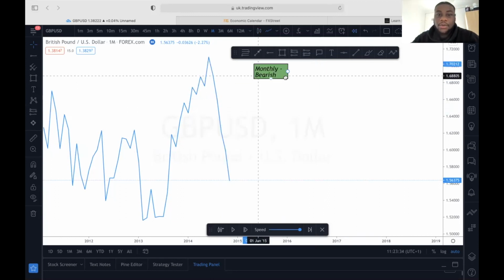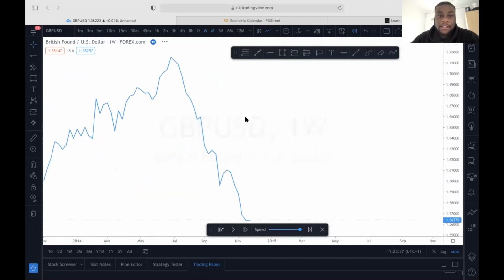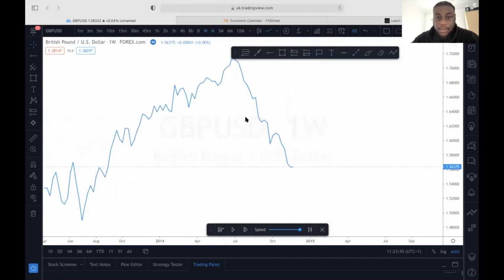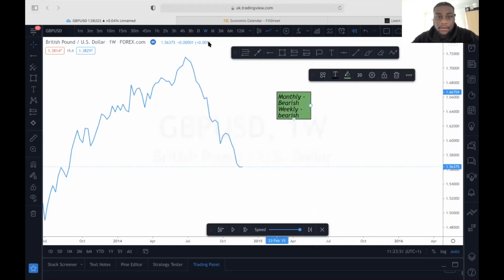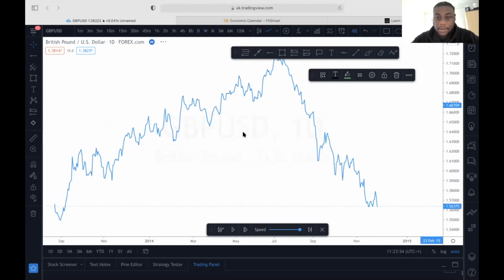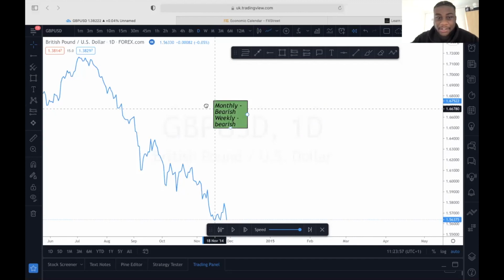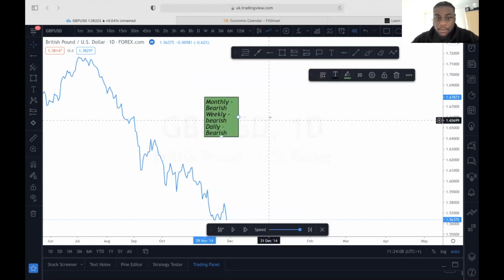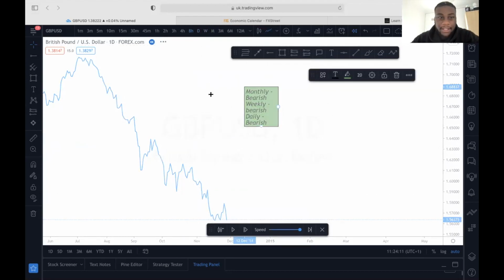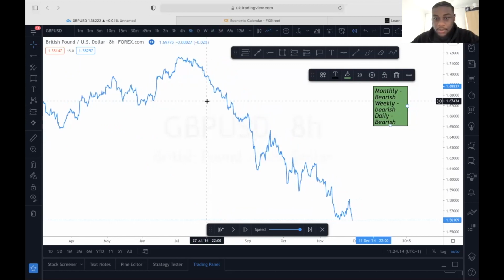Okay, and all you're going to do is go through the time frames and try to identify what the structure is. So what are we on the weekly as well? Weekly, we are also bearish. Let's find out on the daily also. And on the daily, we are also, surprise, bearish. Okay, cool. Well, hopefully there's enough data for me to go low enough. Okay, cool. 8 hour is also bearish, okay?